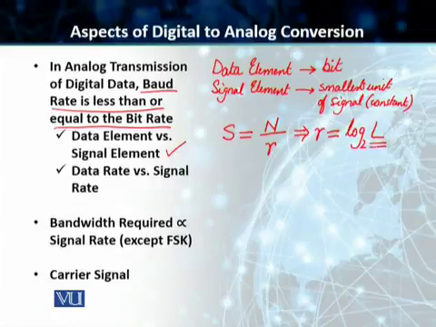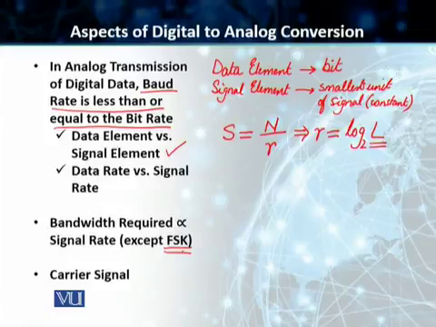Students, another important concept is that of bandwidth required. So in the case of analog transmission, the bandwidth that is required is always proportional to the signal rate. The more the signal rate, the more the bandwidth required. The lesser the signal rate, the lesser the bandwidth required, except for the case of frequency shift keying. We'll discuss that in more detail, but for now you need to understand that frequency shift keying के case में bandwidth is not directly proportional to that of signal rate, and that is because of the difference between the carrier signals in the case of FSK that we need to add into that bandwidth. But we'll discuss that later on.